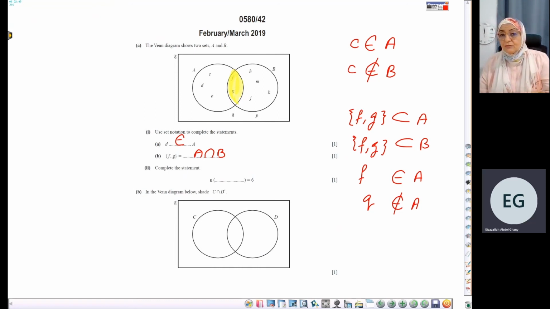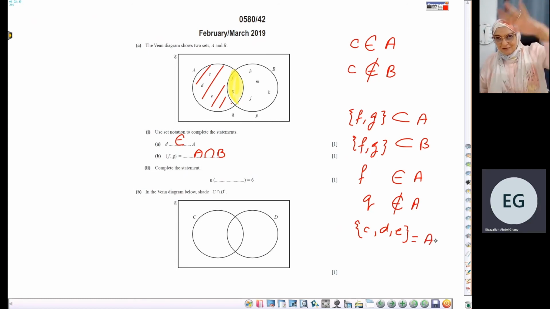Okay, we need to know something else. There is a set which is having C, D, E. Who will say this red area? What do we call it? C, D, E. Who remembers? It looks like a crescent. Who knows? It is A. When you cover B, you say A but not B.